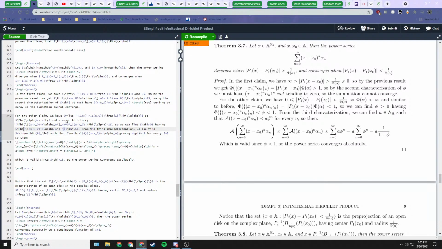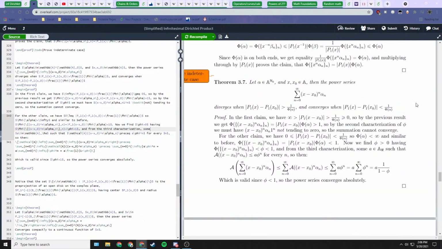So we can find our phi greater than 0, having this in between them. In the third characterization, we can then find, actually let's do an and. So now we find phi greater than 0 in between them, and from the third characterization, some coefficient, so then we make the approximations. Cool. Okay, so this all checks out.